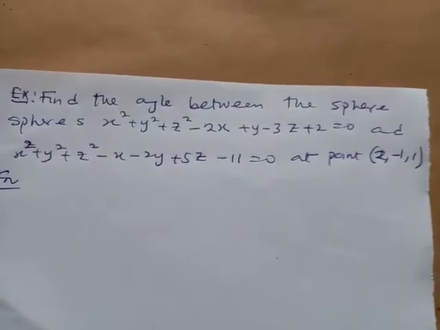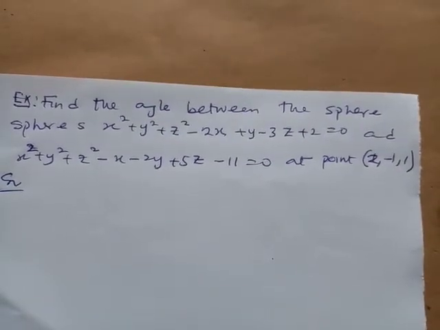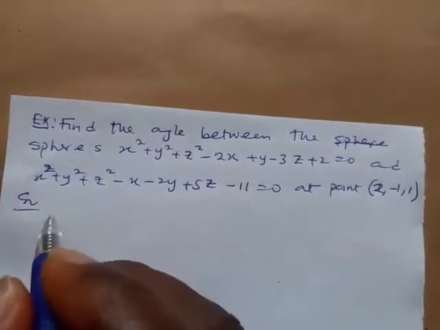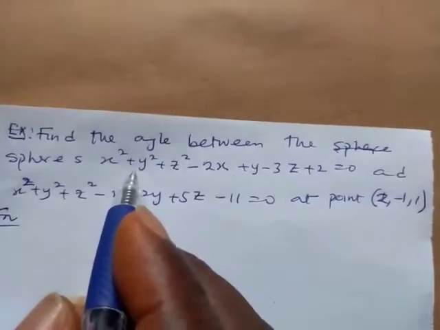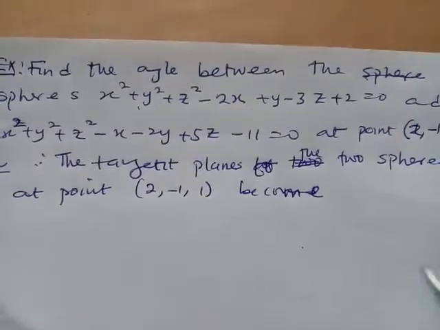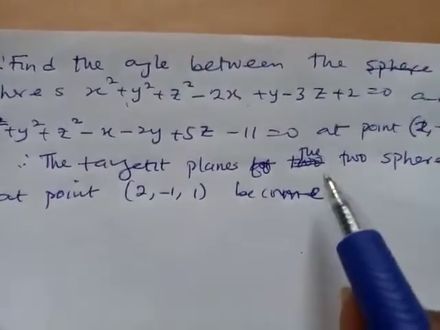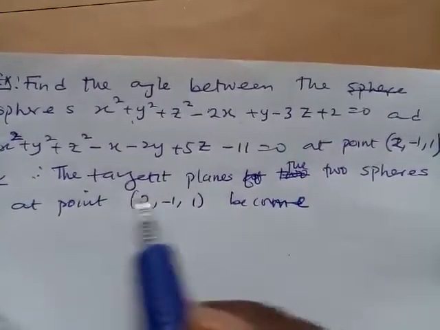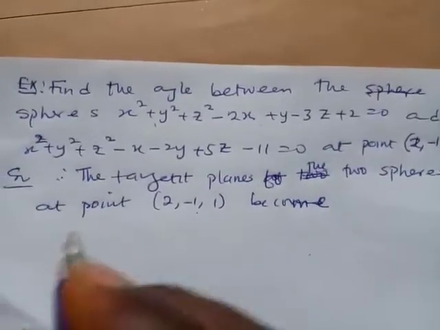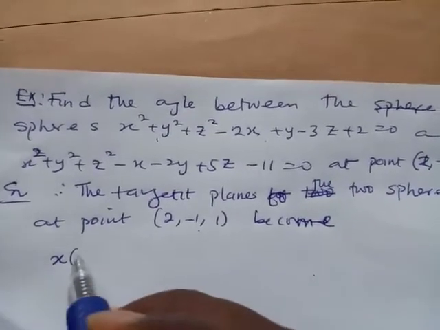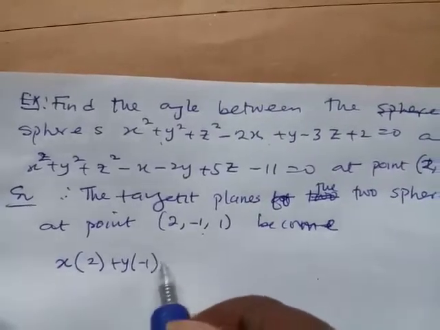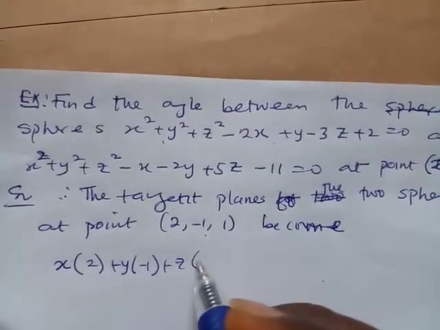So we have this example. Find the angle between the spheres, this and this. Before we find it, we first need to find the tangent plane at the two spheres. So the tangent planes to these two spheres at this point will become the following. We start from the first one, which is S into S1. This is 2 plus Y into minus 1 plus Z into 1.